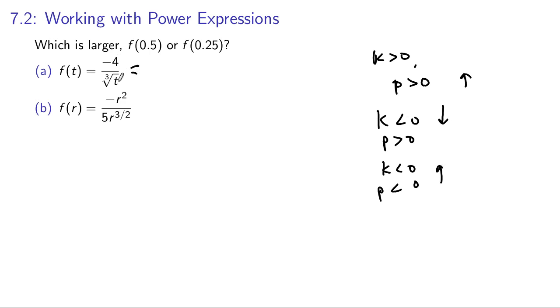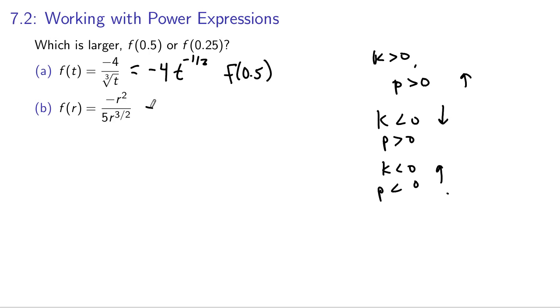So this expression is equivalent to -4 times t to the 1/3, and it's on the denominator, so it's t to the -1/3 power. So here the power is negative, the constant is negative, and so that's this case here, we're going up. Okay, so the bigger of the two is f of 0.5.